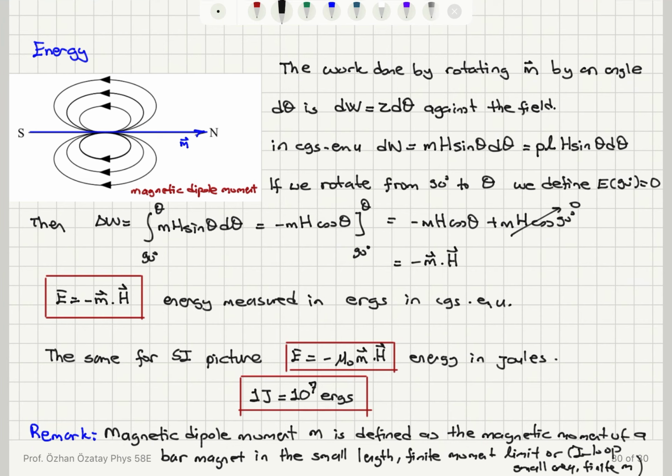That is measured in ergs in CGS EMU. And the same thing applies to the SI picture. We have now energy is minus mu 0 m dot H. Energy is in joules, and the conversion is 1 joule is 10 to the 7 ergs. Magnetic dipole moment vector m is defined as the magnetic moment vector in the limit of a very small length bar magnet but finite moment, or if you have a current loop, very small area current loop but finite moment.